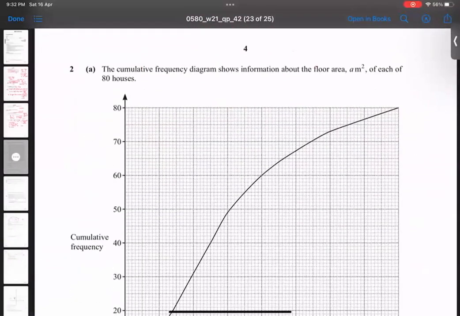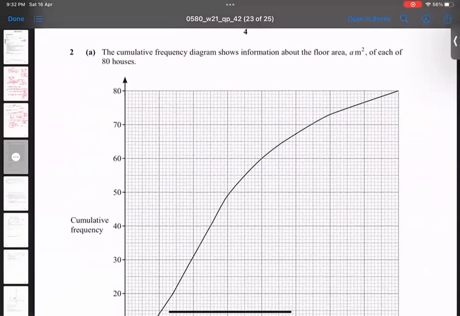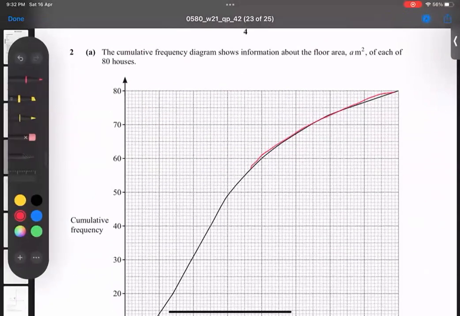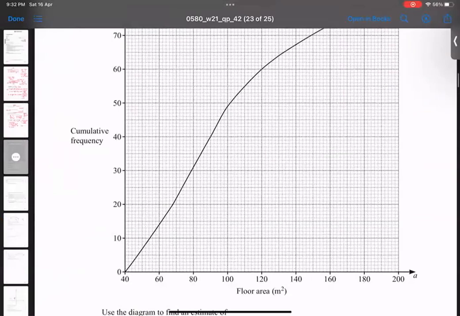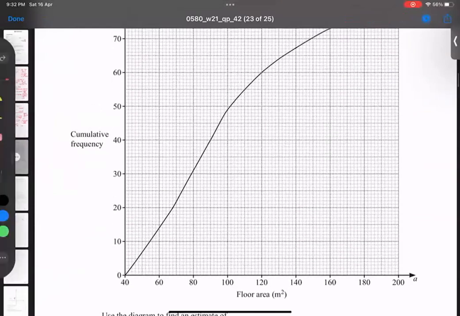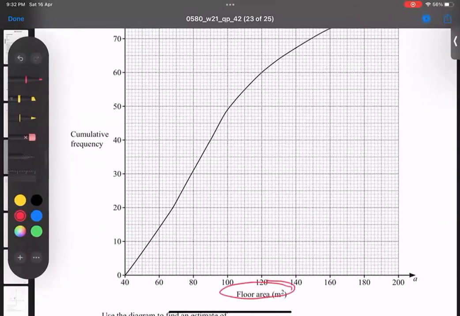Let's talk about this question of community frequency. There are 80 houses, and look here, this graph ends at this point. This is called the total frequency. Along the x-axis we have floor area and on the y-axis, frequency. So have a look now at how we can get it.